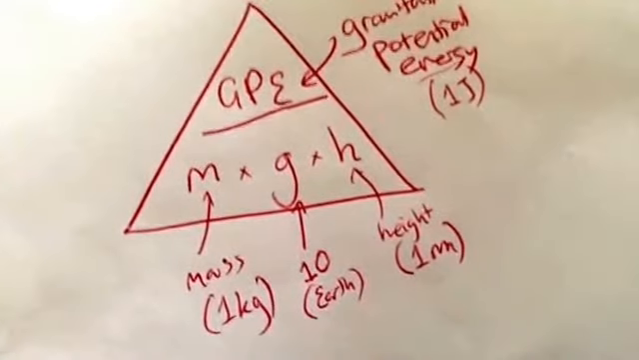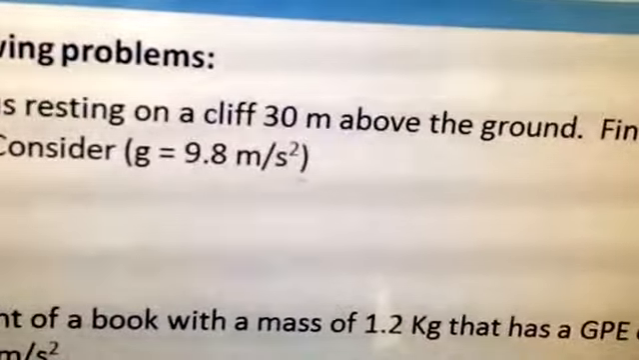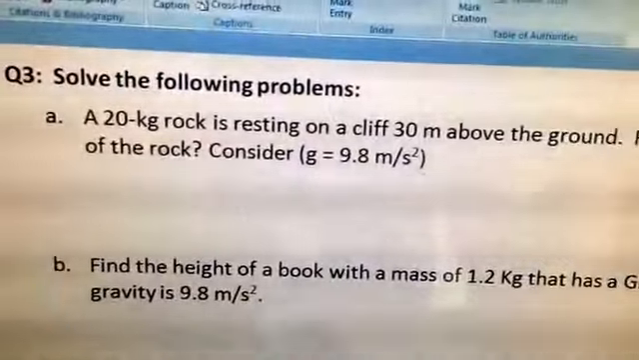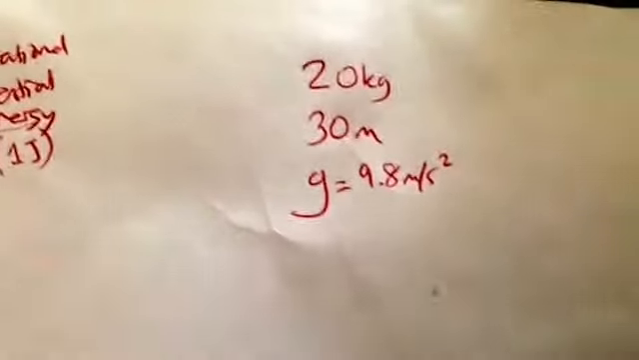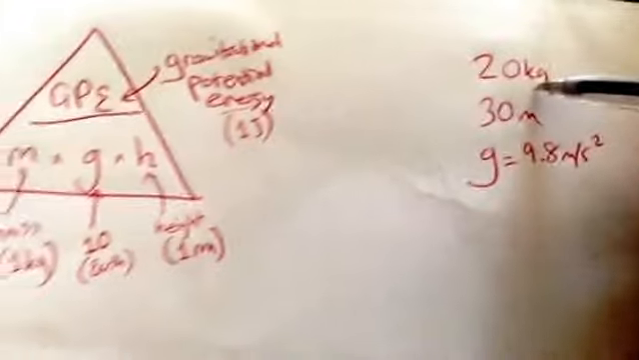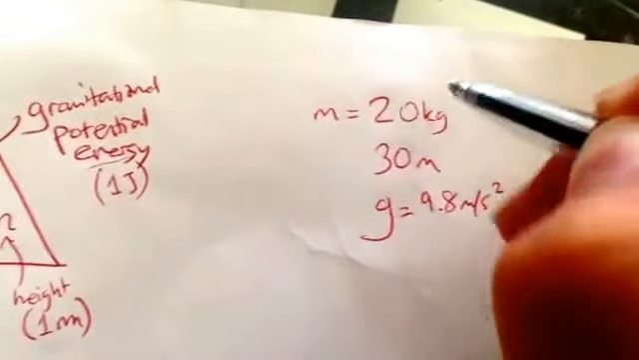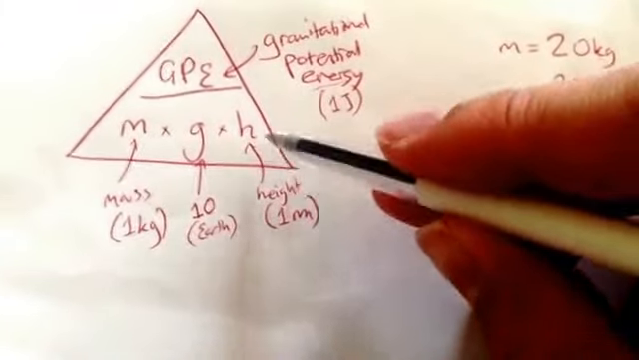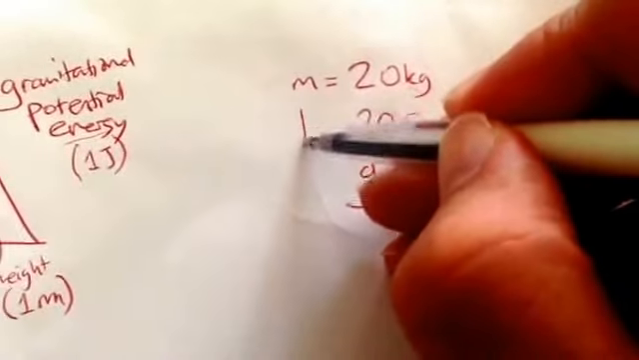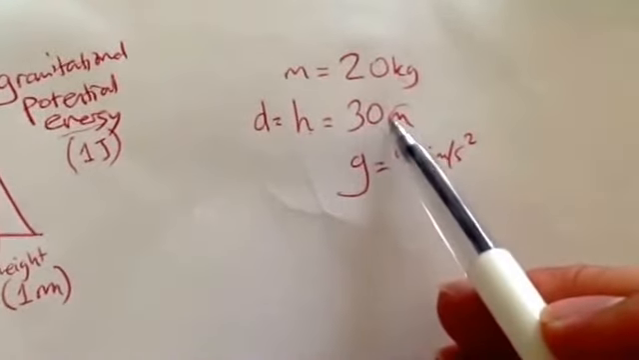Now, in the question, they give us some numbers: 20 kilograms, 30 meters, and G. So, we must identify what these are. Kilograms, the SI unit, tell us a clue. Kilograms indicates it's a mass. So, 20 kilograms is a mass. Meters, as an SI unit, means height or distance. So, height, you could even use distance if you like. Distance or height, 30 meters.